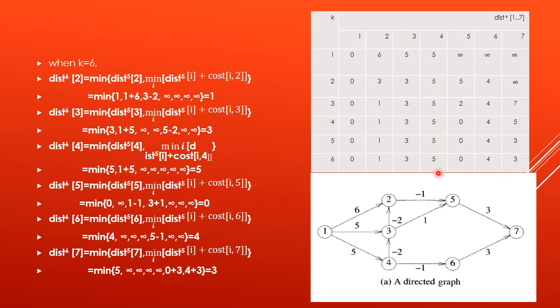Source to 4 is 5, so direct edge. Then source to 5 shortest distance is 0. Then source to 6 shortest distance is 4. Similarly, source to 7 shortest distance is 3. So this is how we can apply Bellman-Ford's algorithm.